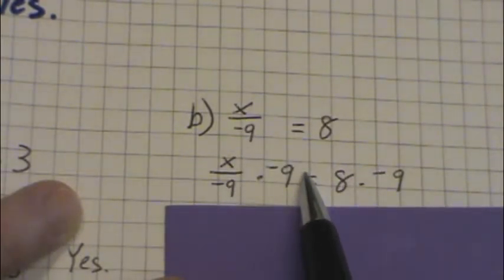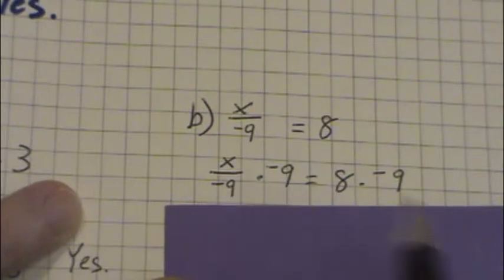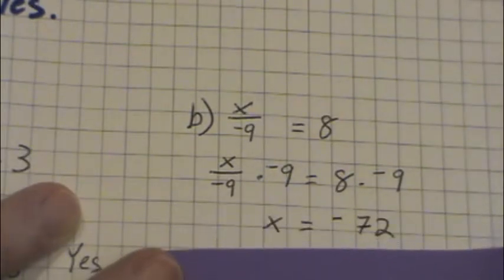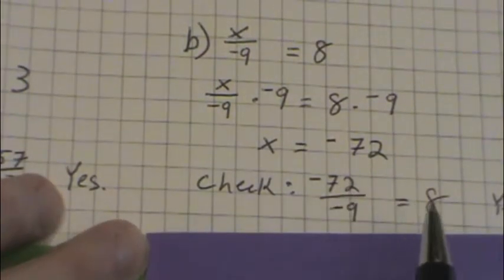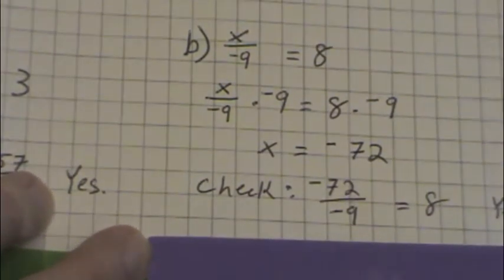Those negative 9's cancel out. We isolate the x. We end up with x equals negative 72. Go ahead and check it. Does negative 72 over negative 9 equal 8? Yes, it does. Good job.